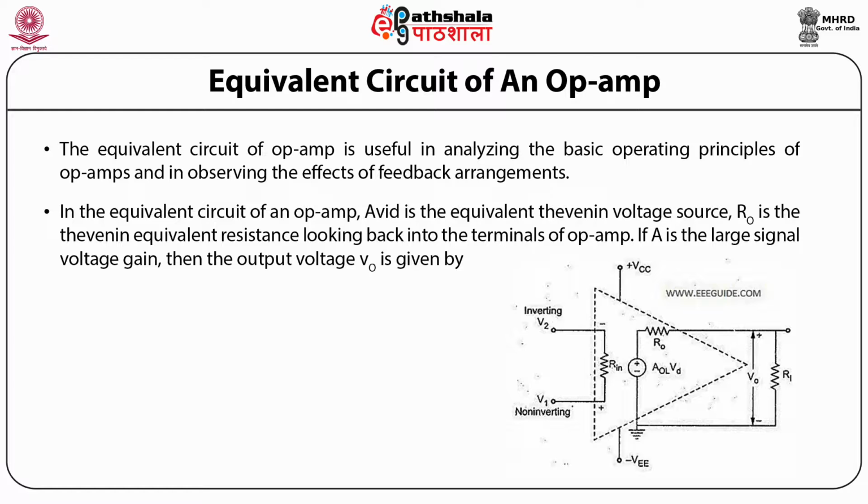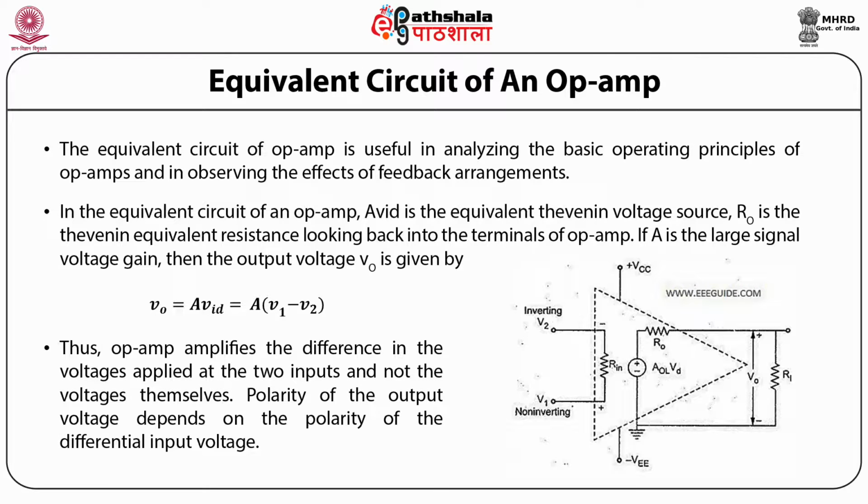If A is the large signal voltage gain, then the output voltage V0 is given by V0 is equal to A times VID, which equals A times (V1 minus V2). Thus, op-amp actually amplifies the difference in the voltages applied at the two inputs and not the voltages themselves. Polarity of the output voltage depends on the polarity of the differential input voltage.